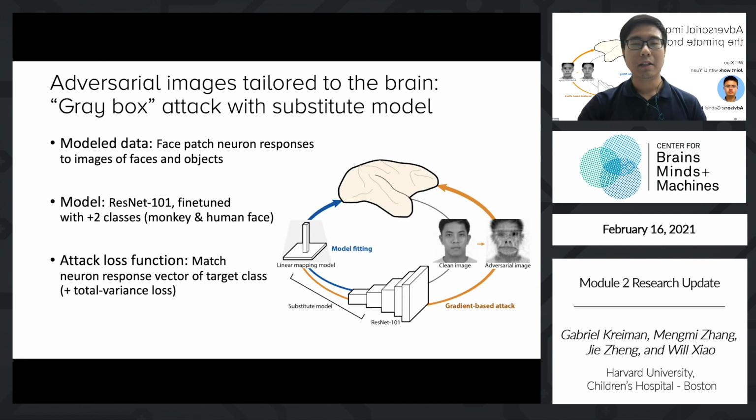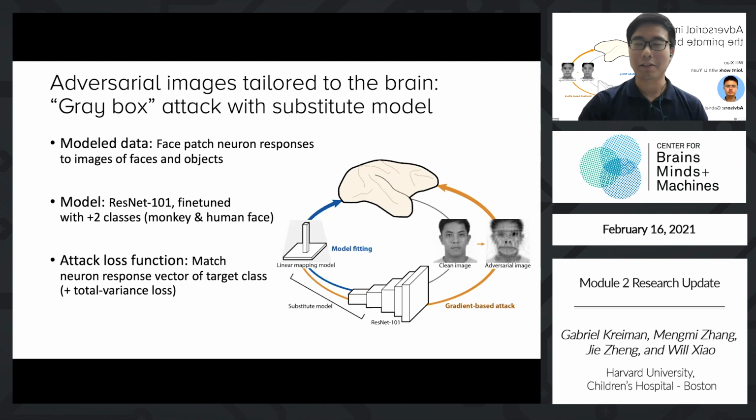And finally, we use this model, which is end-to-end differentiable, as a substitute for the actual neurons we want to attack, and use the model to modify clean images. The loss function then is to match the predicted response to the real response vector to the target class. So to be concrete, in human to monkey attack, we modify a human image so that the model predicts that the neurons will respond to the modified image similarly as to monkey images.